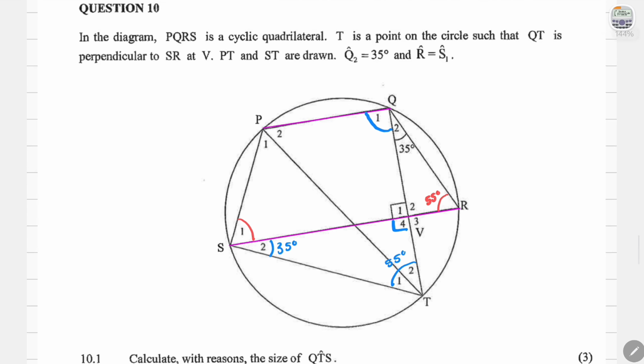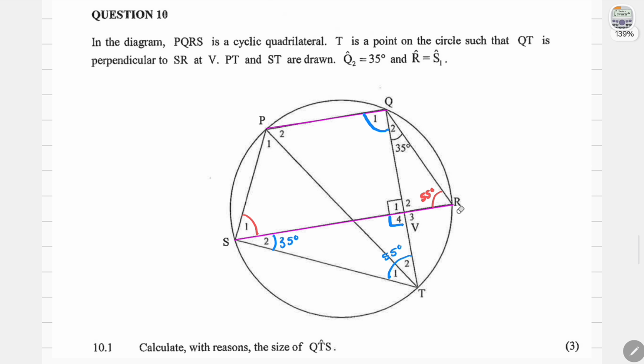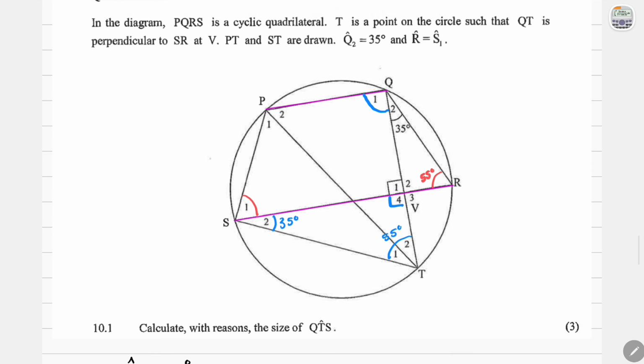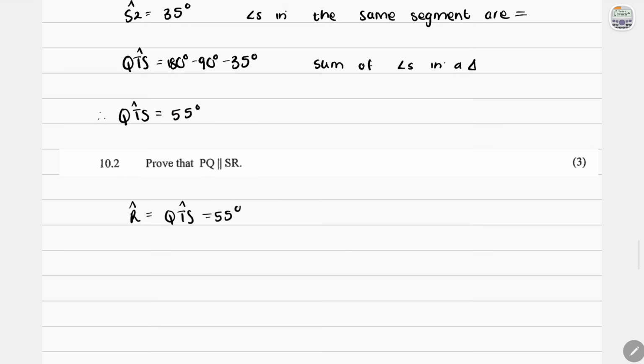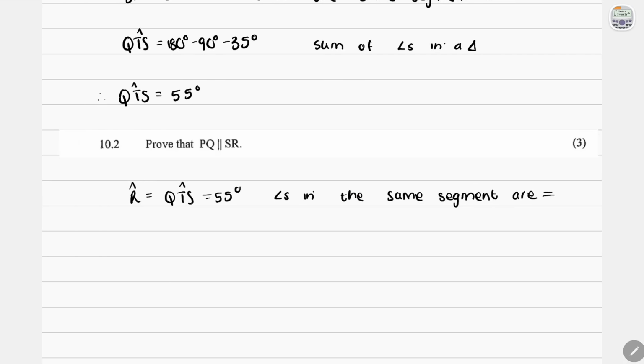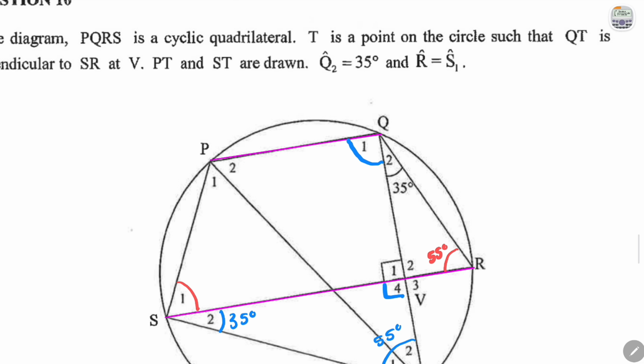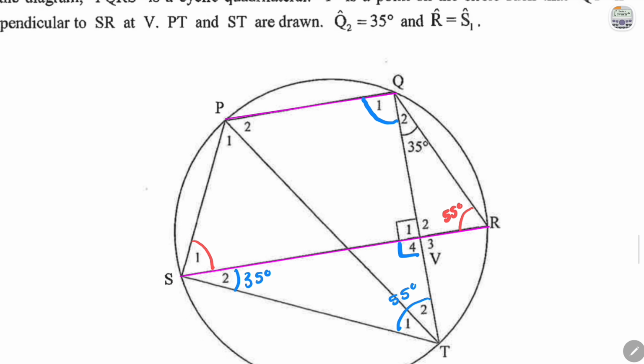And we'll put our reason down. We'll tell them that angle R is equal to this angle QTS, and they're both equal to 55 degrees. And the reason for this is because angles in the same segment are equal. Okay, so if this is equal to 55 degrees, from the beginning, they already told us that these two angles are equal. Angle R equals angle S1.